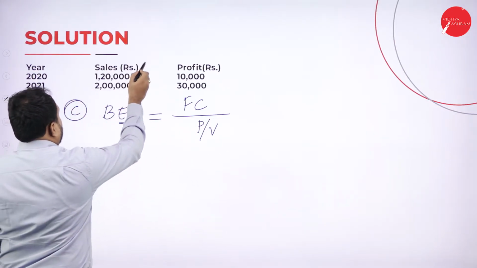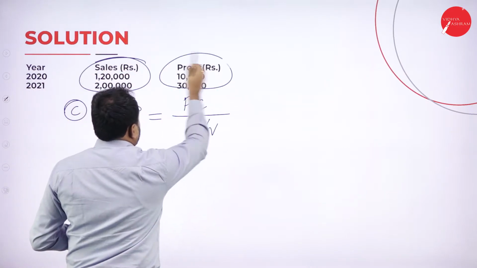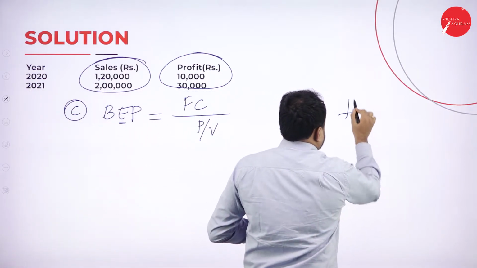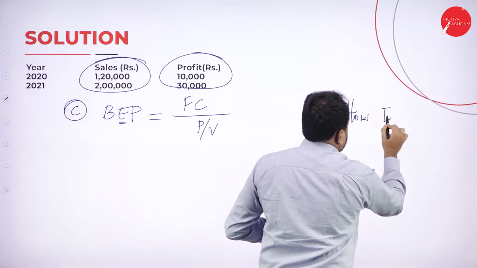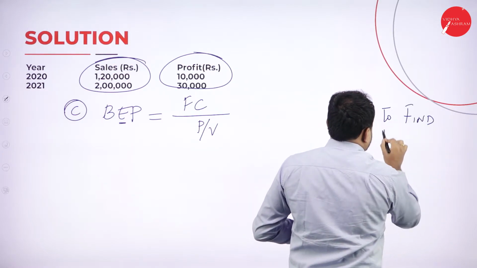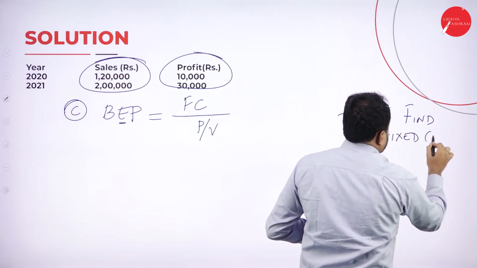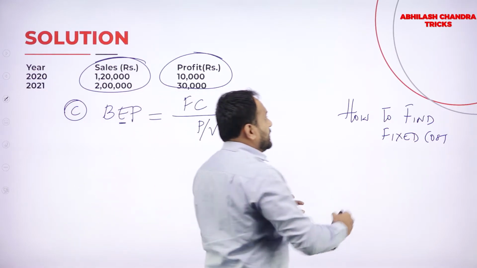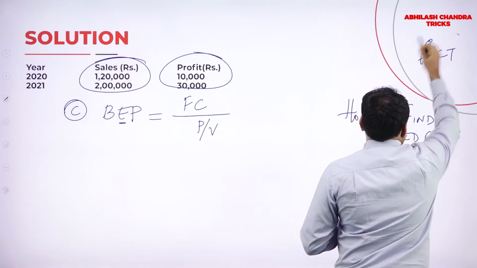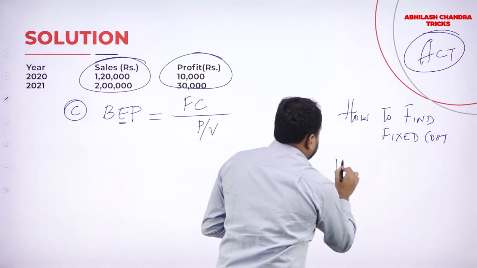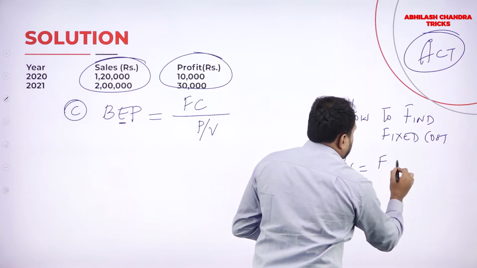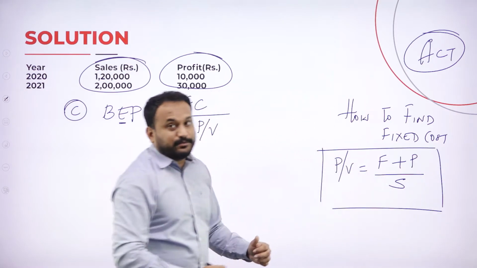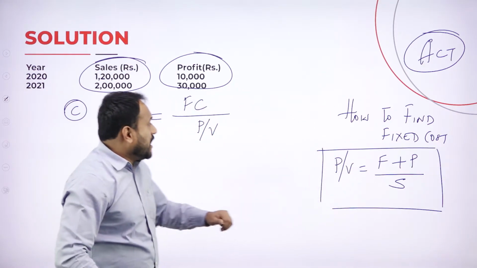But here nowhere I know my fixed cost. How to find fixed cost? Whenever you feel that how to find this, always go with this, that is called the ACT, Abhilash Chandra Tricks. That is PV is equal to F plus P divided by S. This is always a formula which you are supposed to remember. Never forget this formula.